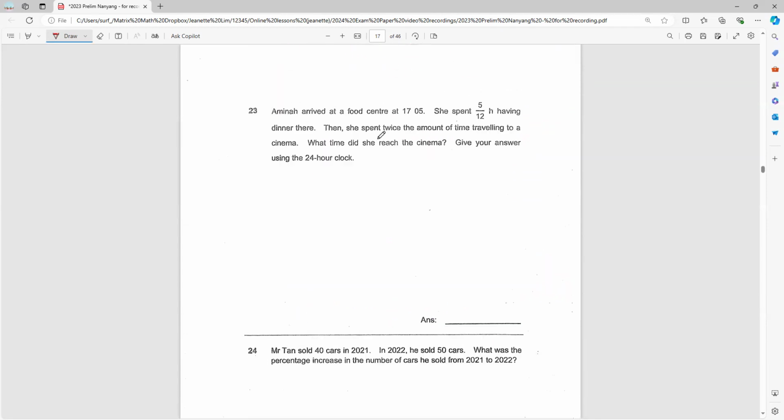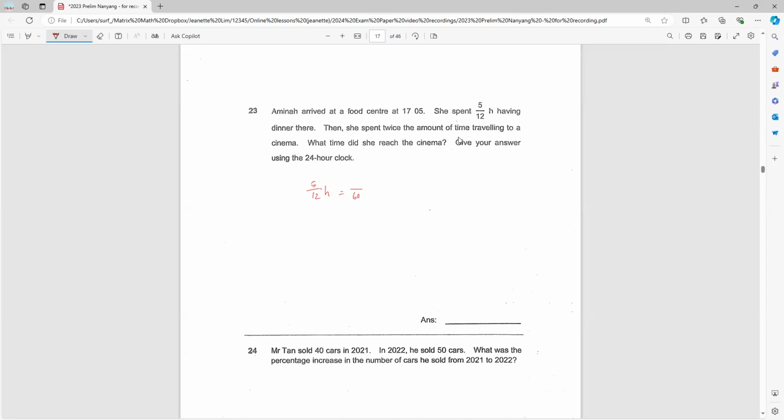Question 23. Amina arrived at the food center at 17:05, which is 5:05 p.m. She spent 5/12 hour having dinner, then she spent twice the amount of time traveling to a cinema. What time did she reach the cinema? So you need to use the 24-hour clock. Okay, let's change to minutes first. It's easier to see. 5/12 of an hour. If you want to express it in terms of minutes, let's put it to like over 60.